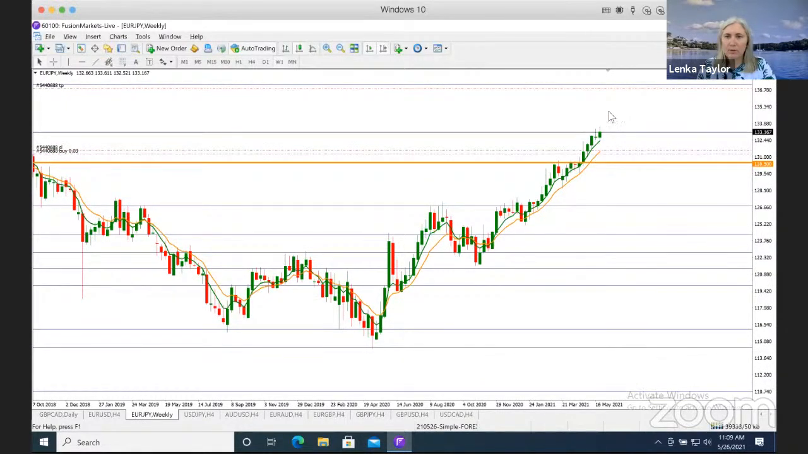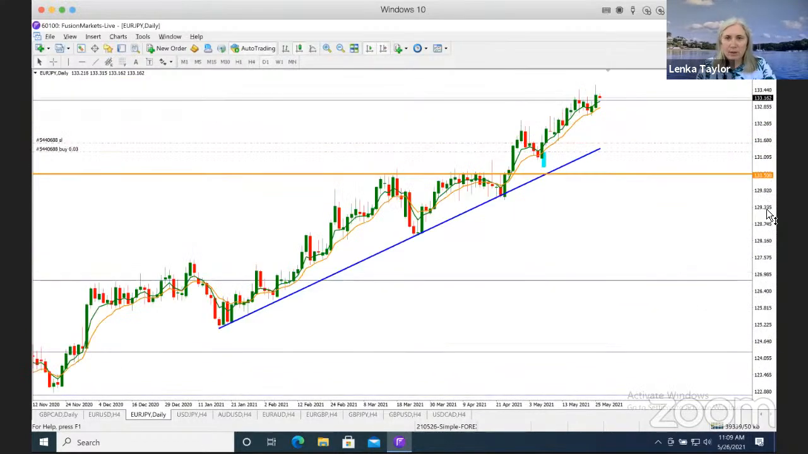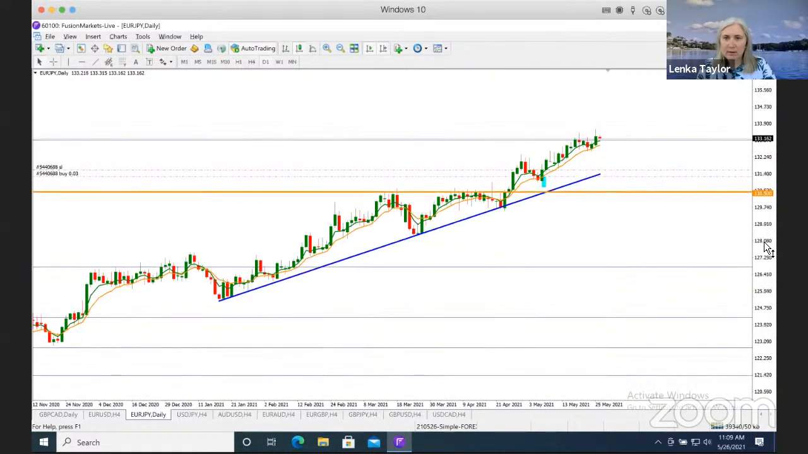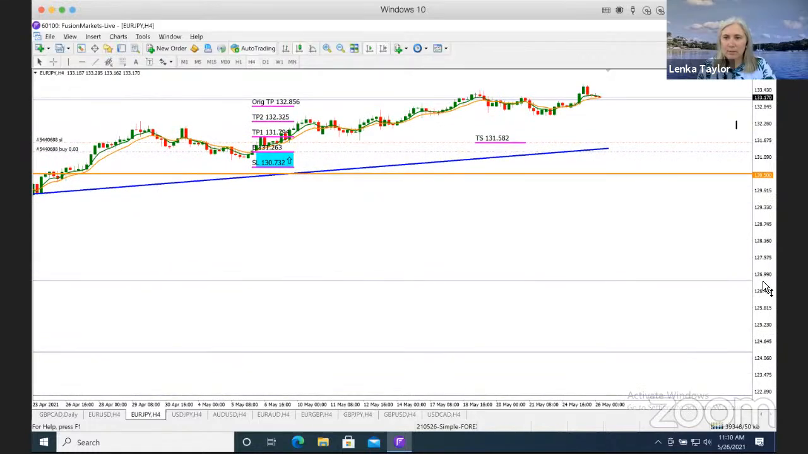Yep, I'm still holding on to that one, still looking good. What's on the daily? Daily's still looking good as well. It's moving up. A little bit of retracement to the EMA, but still going up. So in terms of the 4-hourly, I'm still holding.